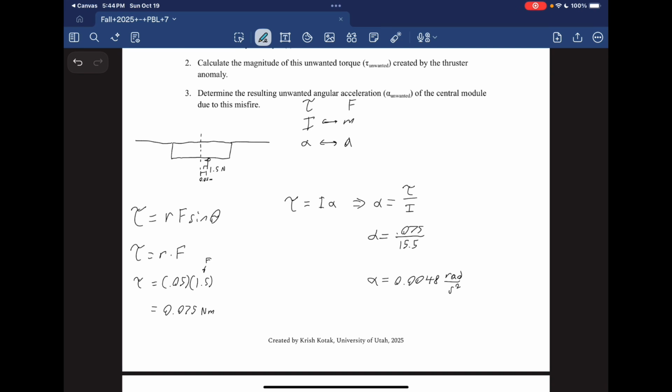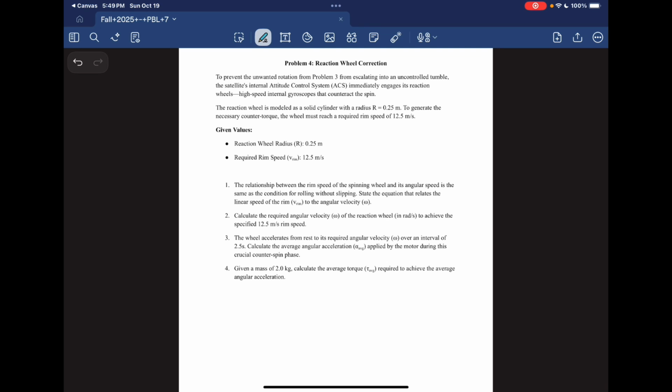radians per second squared. For this last problem, we have a high-speed internal gyroscope that counteracts the spin from the earlier force. The wheel is modeled as a solid cylinder with radius r equals 0.25 meters. In order to generate the appropriate counterspin, the wheel must reach a required rim speed of 12.5 meters per second.